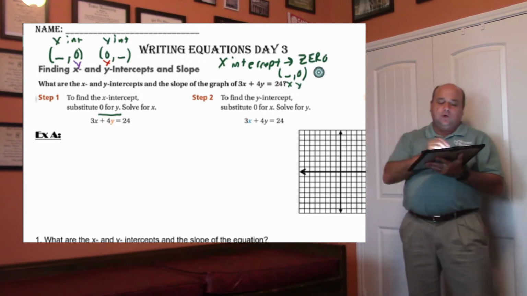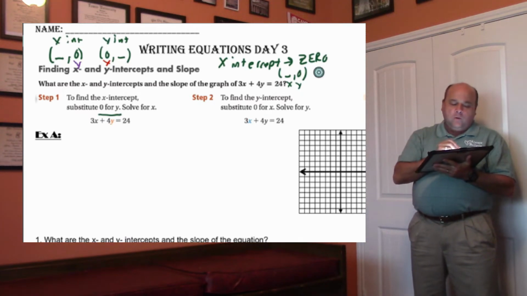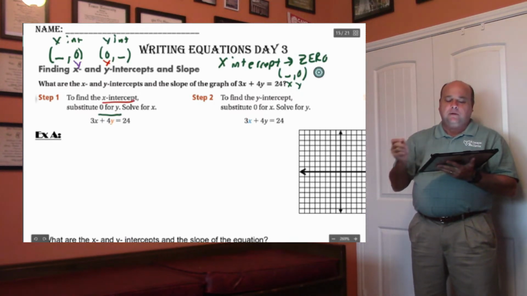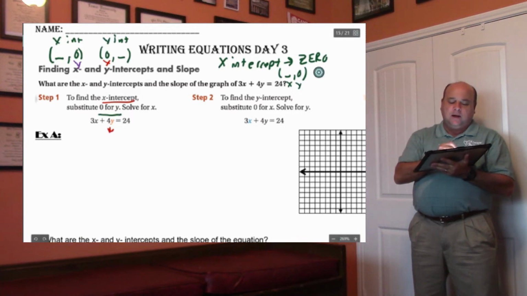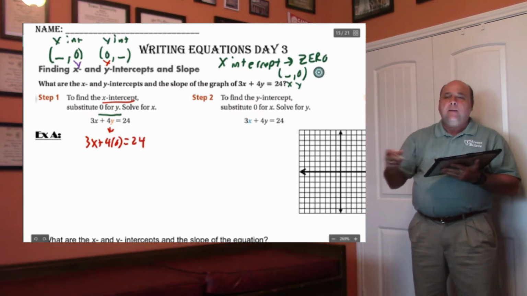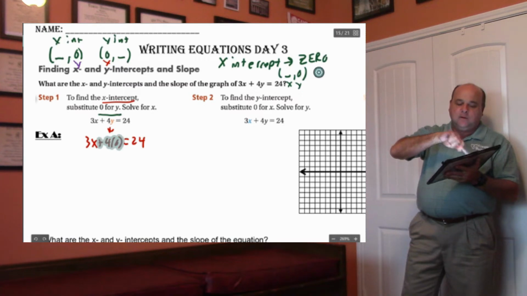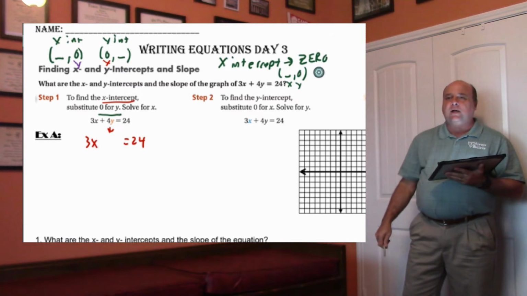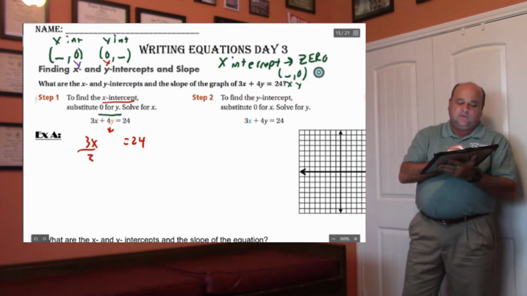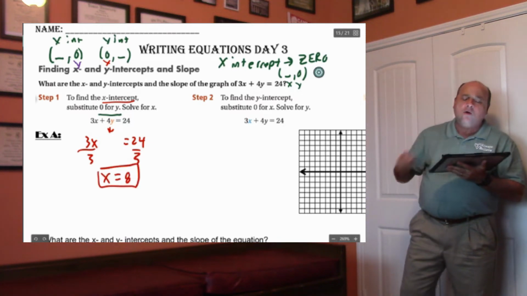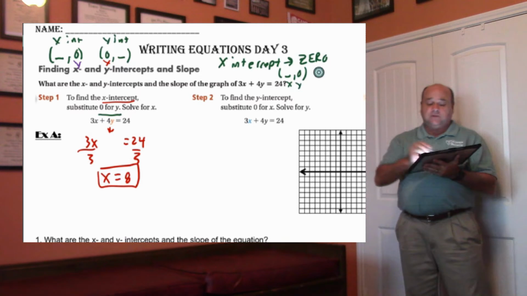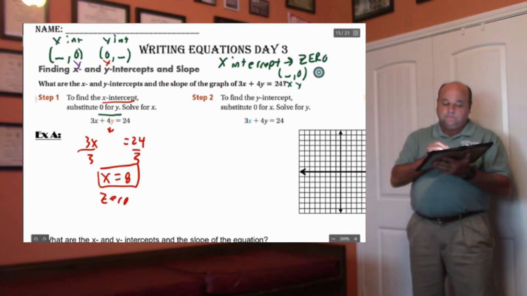Got it? So this one right here, we want to get the X intercept. So we're going to replace that Y with 0. So we're going to have 3x plus 4 times 0 equals 24. Basically, what happens to that Y? It just goes away, doesn't it? So all you have left is 3x equals 24, don't you? So divide by 3, and your X intercept would be 8. That is also called your zero, isn't it?